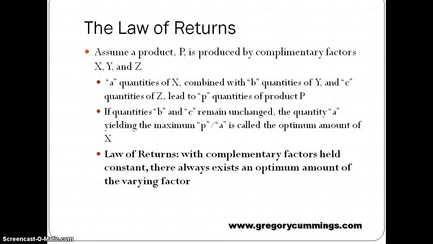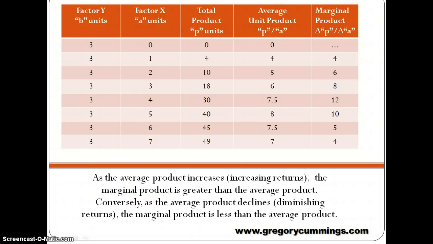The law of returns simply states that with our complementary factors held constant, there will also exist an optimum amount of the varying factor. Consider the following table, which provides an illustration of the previous scenario. In this example, a quantity of 5 units of X is considered the optimum amount, as it yields the highest average unit product.